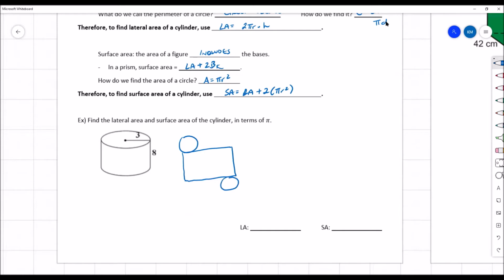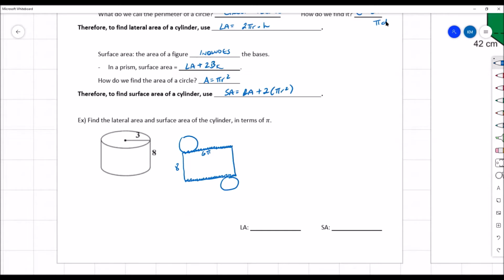As you're thinking about the dimensions of our net, we can see the height is 8. And you're thinking, hey, this side of our rectangle should wrap around the outside of our circle. That's why our perimeter here is our circumference. We can find the circumference by doing 2 pi r. In this case, our radius is 3. So 2 times 3, 6 times pi. So 6 pi.